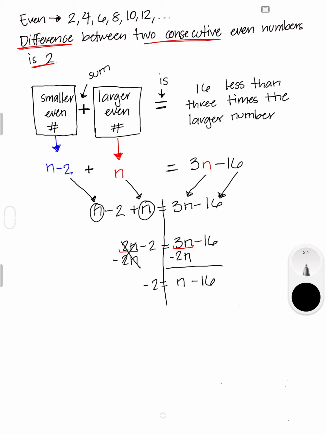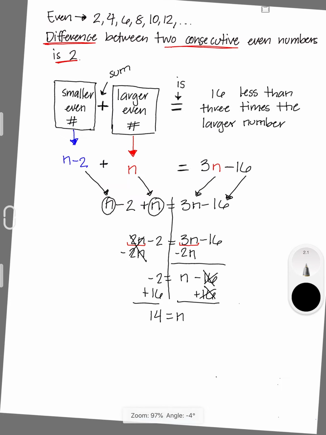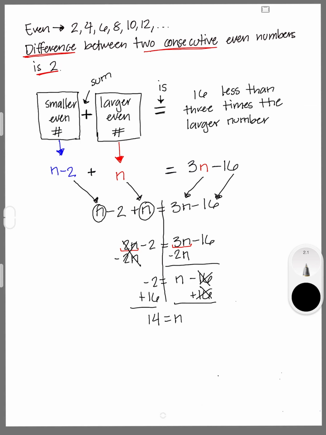Now from here, I still want to isolate my n value, so I'm going to go ahead and add 16 on both sides. The 16s are going to cancel out on the right side of the equation, and then on the left I'm going to end up with negative 2 plus 16, which is positive 14, equals n. So this is my larger integer.